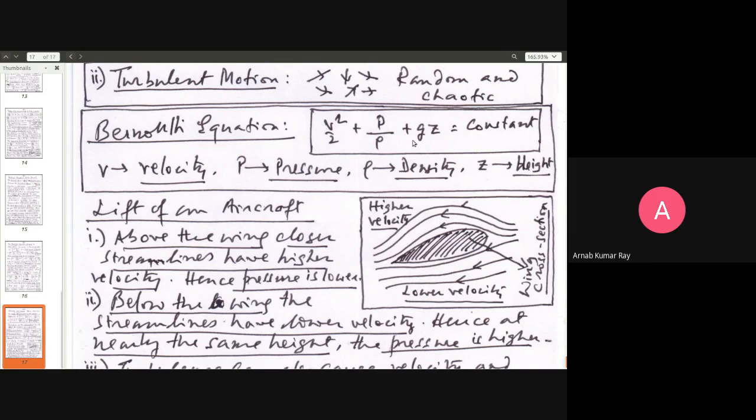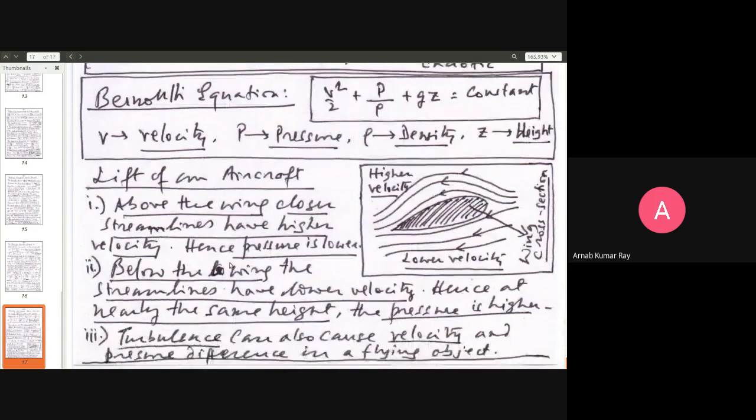Now let us refer to Bernoulli's equation. Below the wing, the streamlines have lower velocity. Hence, at nearly the same height, the pressure is higher above, right? I'm sorry, pressure is higher below.